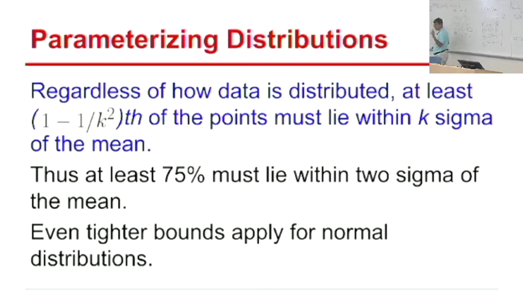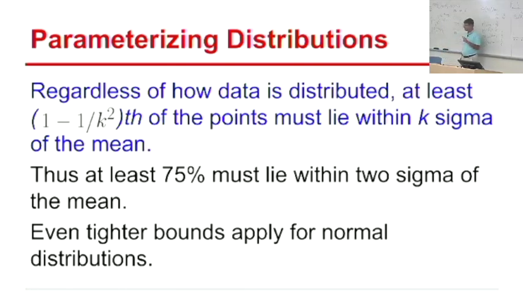Let's think what this means again. Let's think about this a little bit more deeply. Suppose we looked at two standard deviations from the mean. So from minus 2 sigma to plus 2 sigma. Okay? The claim is, according to this, 75% of all the points, all the items, must lie within 2 sigma of the mean for any distribution.